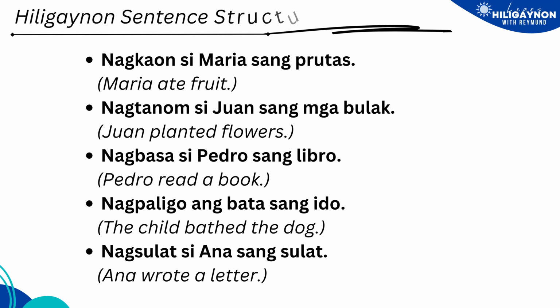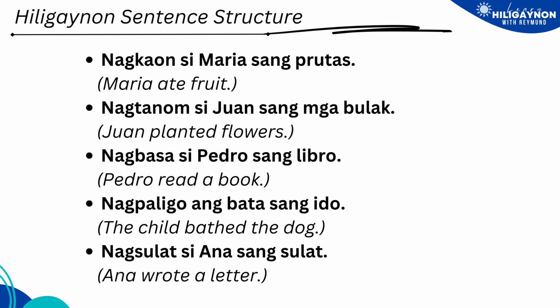Let us have the following example sentences for the verb-subject order. Nagkaon si Maria sang prutas. Maria ate fruit. Nagkaon is like ate. Kaon is the root word. And then prutas is a fruit. So nagkaon si Maria sang prutas.